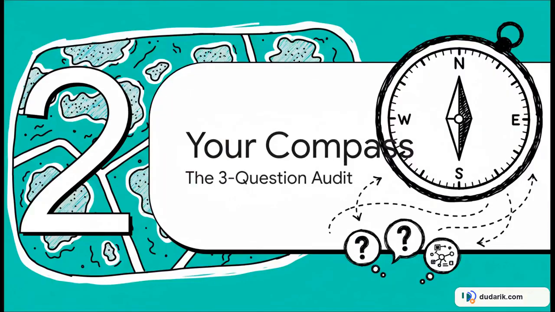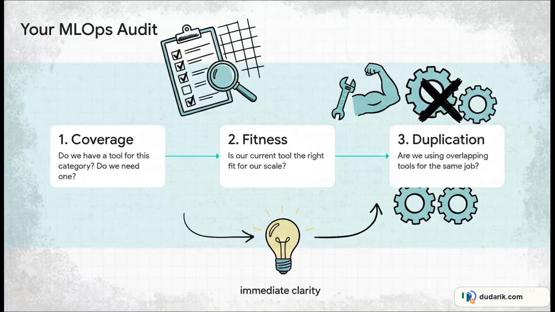So a map tells you what's out there, right? But it doesn't tell you where to go. For that, you need a compass. And our compass for navigating this MLOps map is a really simple but really powerful 3-question audit. Let me show you how it works. Here it is. It's brilliant.